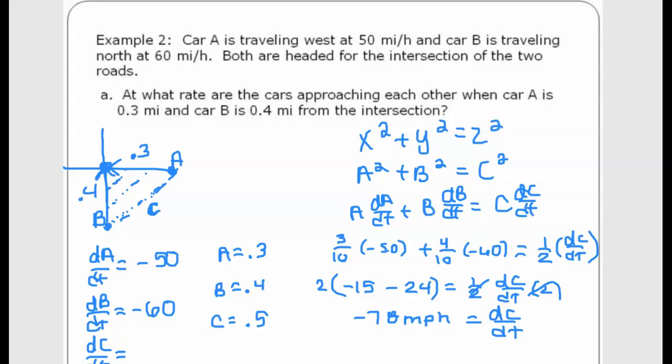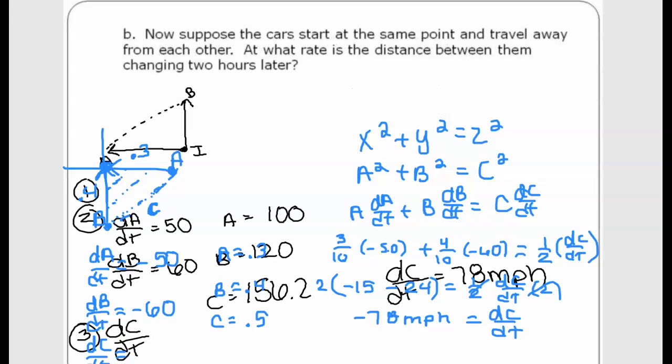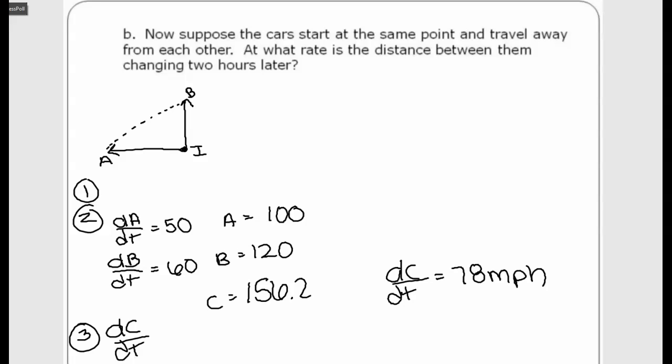For part B, suppose the cars have traveled through the intersection. Now we're talking about where they are 2 hours later. So B is going to be north of the intersection. A is going to be west of the intersection. Their rates have now changed to positives.